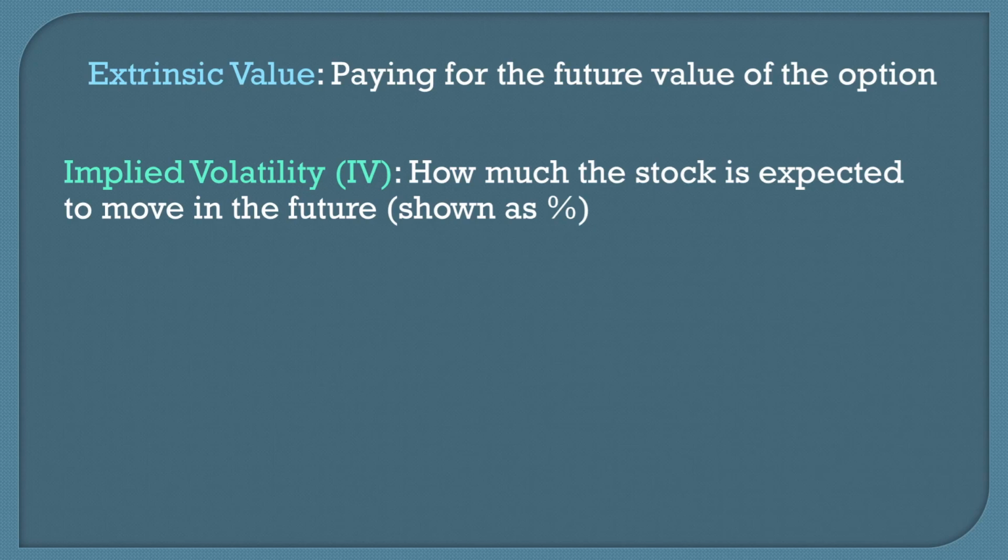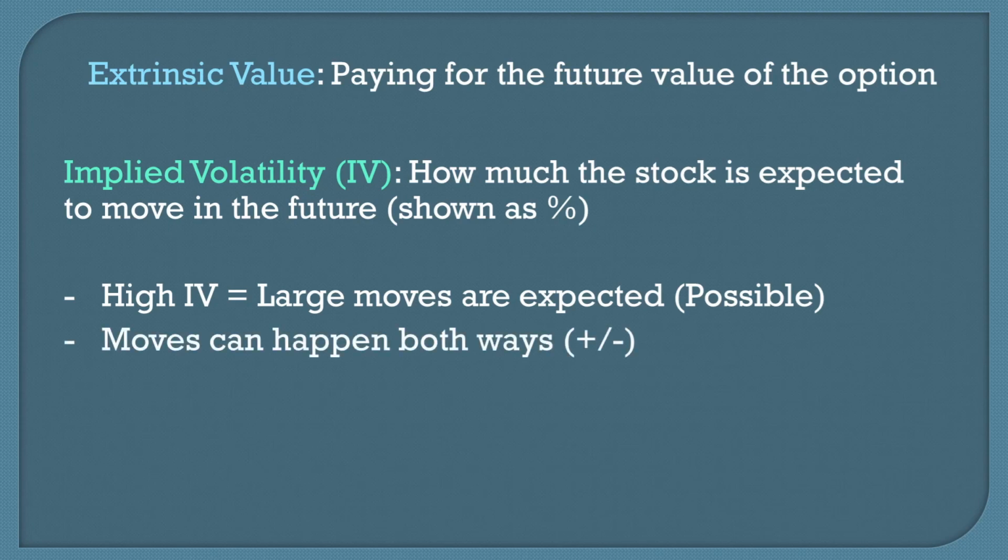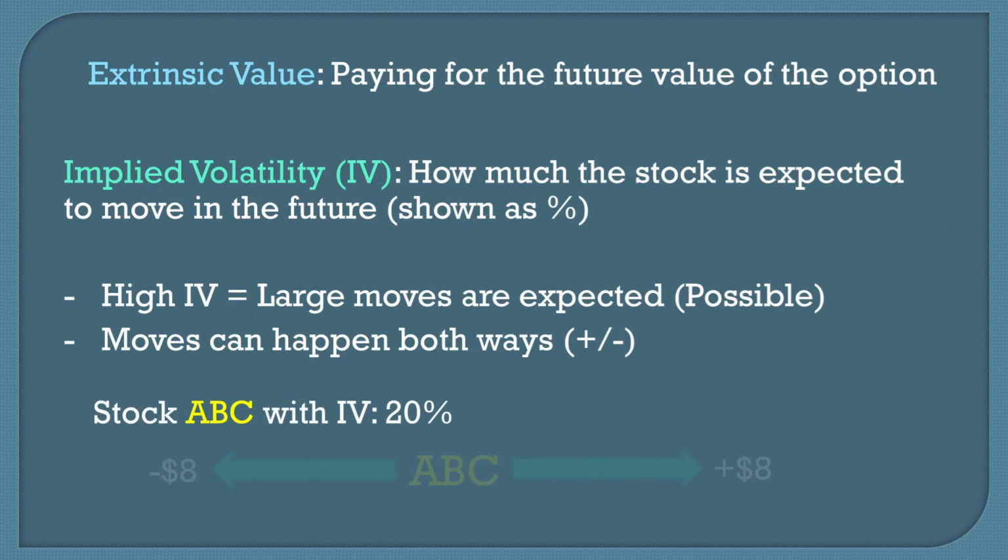When you see high IVs, this means that large moves are expected to happen. But keep in mind that these are just possibilities. It is not 100% certain that such moves will happen. Also note that these moves can happen both ways, up or down. What I mean is, if you have a stock, ABC, and its implied volatility is 20%. So if 20% implied volatility equals an $8 move, this means the stock ABC could increase by $8 or decrease by $8.